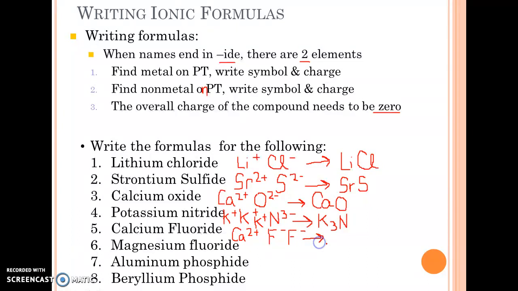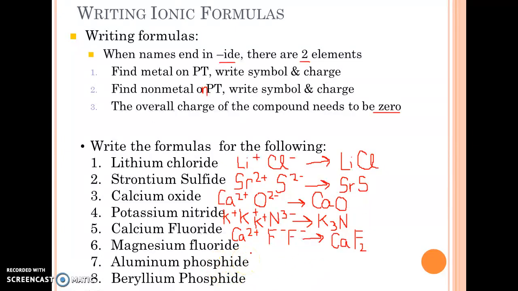And now I'm ready to write my chemical formula, where I have 1 calcium atom, because that's how many times I wrote it down. I only wrote it down once. And I have 2 fluorines, so I wrote down fluorine twice. And now my charges balance out, and I have 2 fluorine atoms and 1 calcium atom.